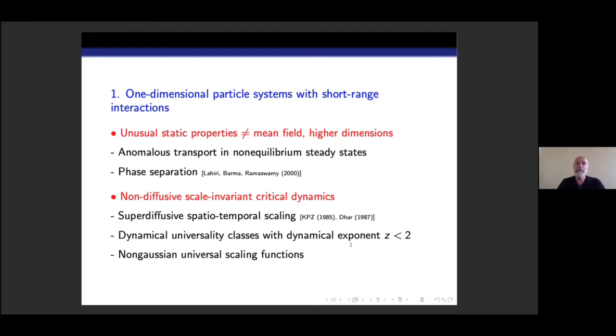But there are also dynamical phenomena, critical phenomena, which are non-diffusive and therefore also not so common. It's already been known for a long time that there is super-diffusive spatial-temporal scaling in the context of the KPZ equation. I think it was Deepak who made the first exact contribution by calculating the dynamic exponent of the asymmetric exclusion process, which is indeed 3/2, not diffusive. Since then, it has been discovered that there are many other dynamic universality classes with a dynamic exponent less than 2. And also the scaling functions that go with it are not Gaussian, but they exhibit universal scaling.